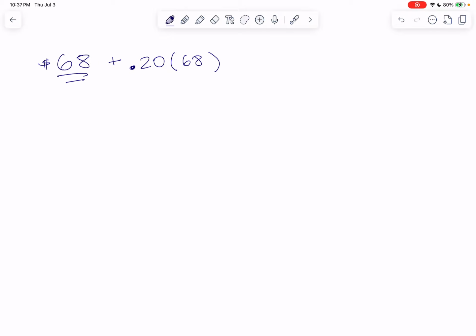Now, if I punch this out on my calculator, 68 plus 0.2 times 68, I'll get 81.60. I should leave $81.60. Now I'm going to show you a little bit of algebra here, do a little bit of factoring that will simplify this into a one-step sort of problem instead of a three-step one.